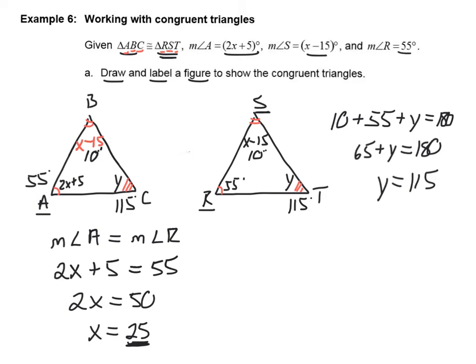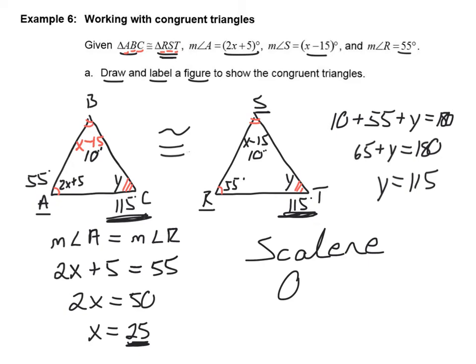Last thing I want to do is classify my triangles. I know they're congruent, so they're both going to be classified the same way. It looks like none of the angles are the same, which tells me that none of the side lengths are the same. So it's definitely scalene. And one of the angles is greater than 90, which tells me it's going to be obtuse.